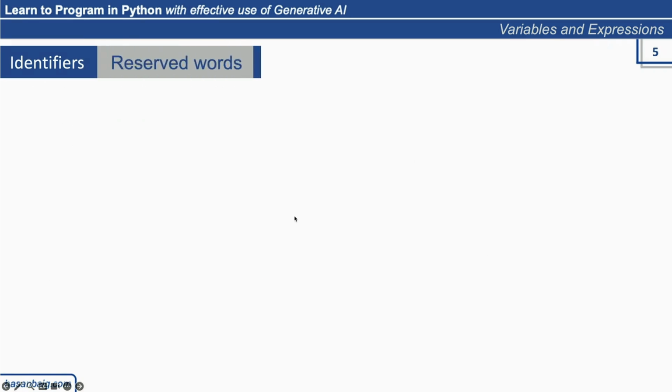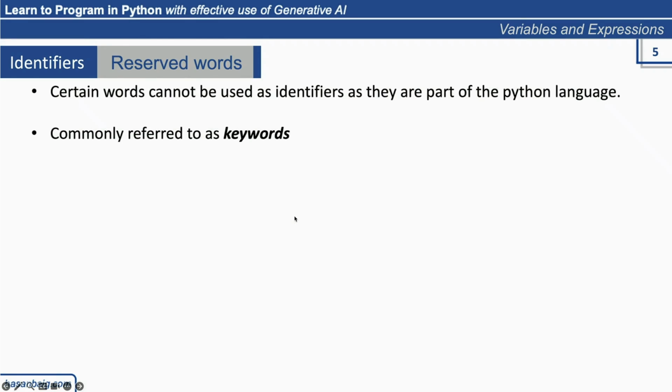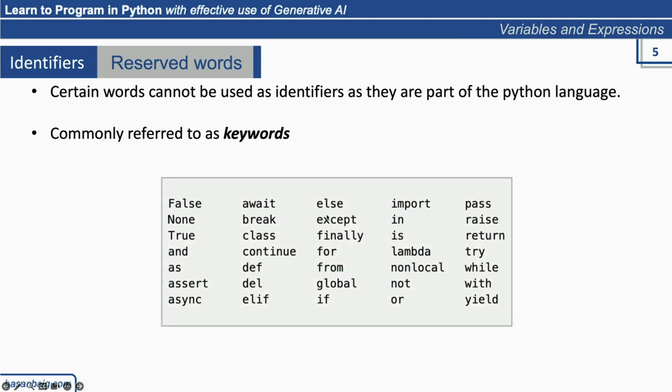There are some reserved words. Certain words cannot be used for giving a name to your variable. These are generally referred to as keywords. For example, False with uppercase F, you cannot use this to give a name to your variable. It has a specific meaning in Python and it has reserved it. So we will see some of them, we will be using them.